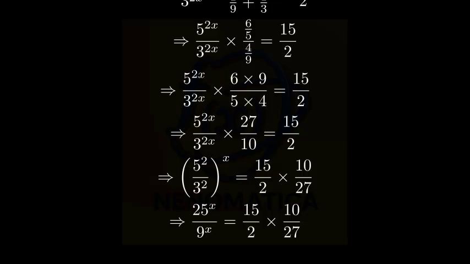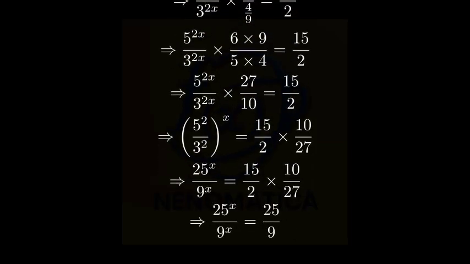Let's calculate the right side. 15 times 10 equals 150, and 2 times 27 equals 54. So we have 150 over 54. Dividing both numbers by 6, we get 25 over 9.